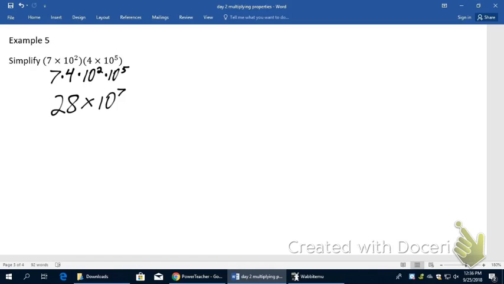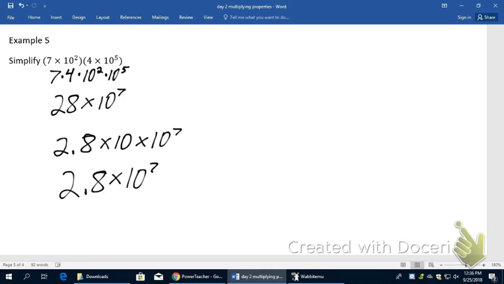Now this isn't really a good answer since it's not in scientific notation, so you want to make your first number something between 1 and 10. So I'm going to need to divide the 28 by 10 to make it 2.8. When I did that, I divided it by 10, so all of a sudden this extra 10 appears that's multiplying it, like so. And 10 to the 1st and 10 to the 7th is going to make 10 to the 8th power. So 2.8 times 10 to the 8th power.